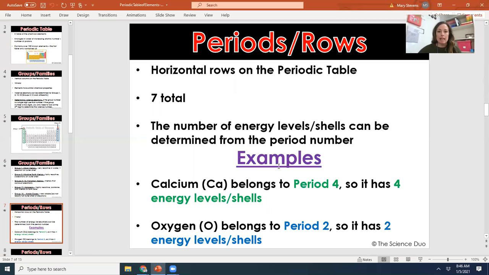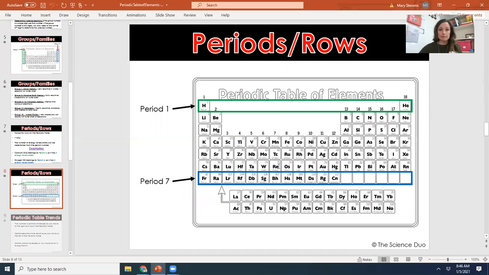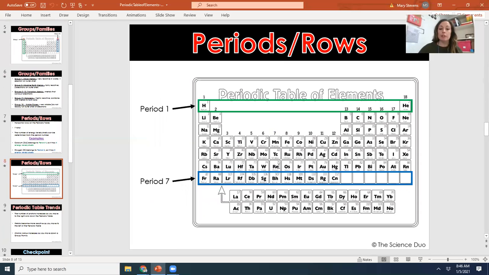The way that I like to remember periods is you think of it like a sentence. It goes from one side to the other and ends, just like a sentence goes one side to the other and ends with a period. Here you see an example of period 1 highlighted in green and period 7 highlighted in blue.